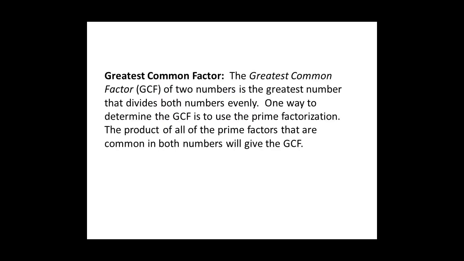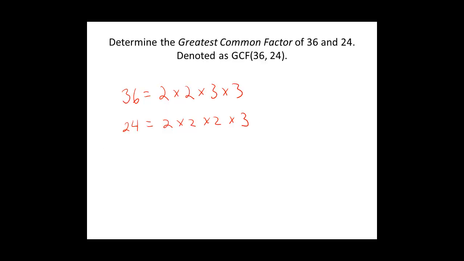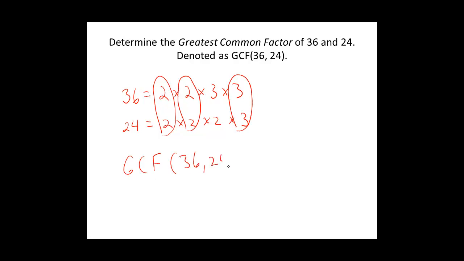Recall that the greatest common factor of two numbers is the greatest number that divides both numbers evenly. The product of all the prime factors that are common in both numbers will give the GCF. So let's circle the numbers that they have in common in their prime factorization. So the greatest common factor of 36 and 24 is equal to 2 times 2 times 3. 2 times 2 is 4, times 3 is 12. So the greatest common factor of 36 and 24 is 12.